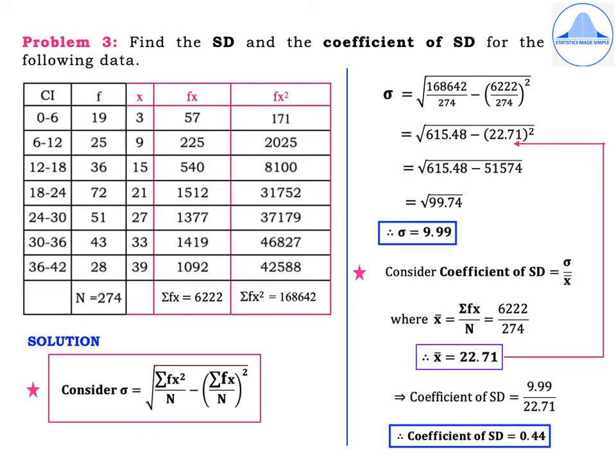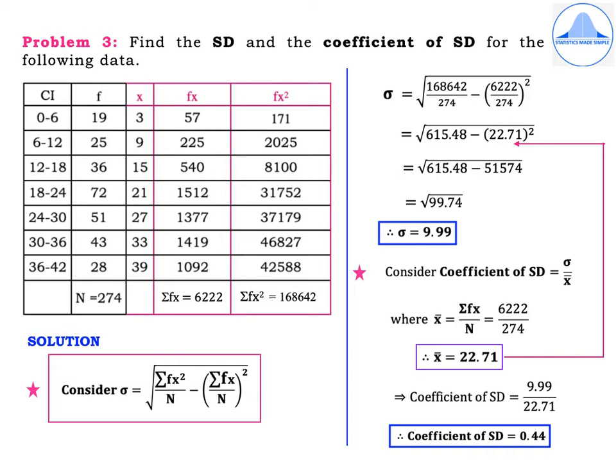So summation fx is 6222. In the last column, calculate fx square, which is 171, 2025, 8100, 31752, 37179, 46827, 42588. And summation fx square is 1,68,642.